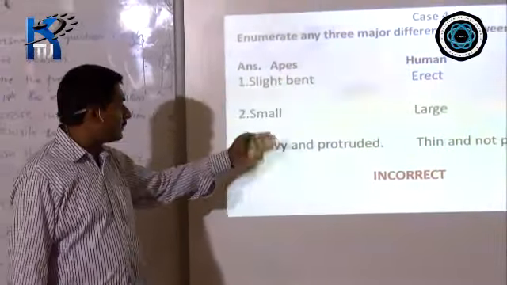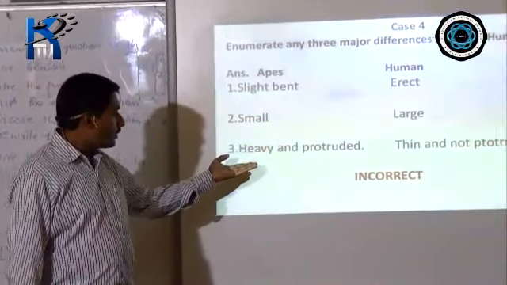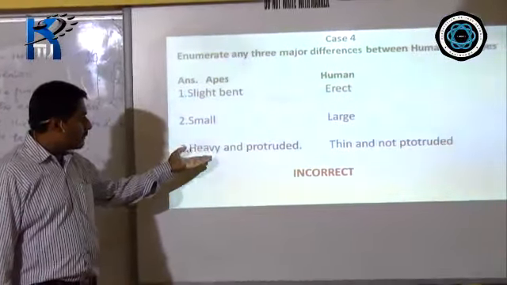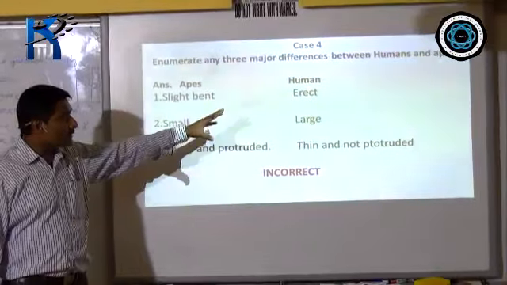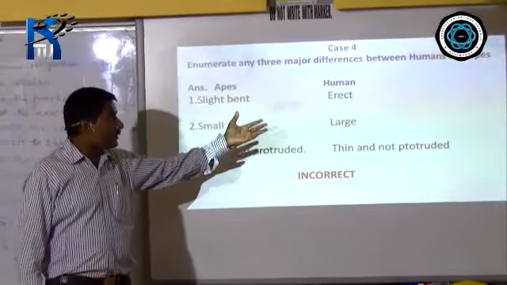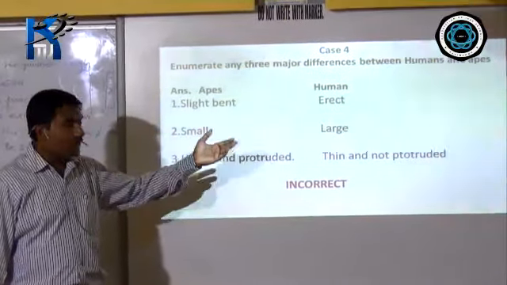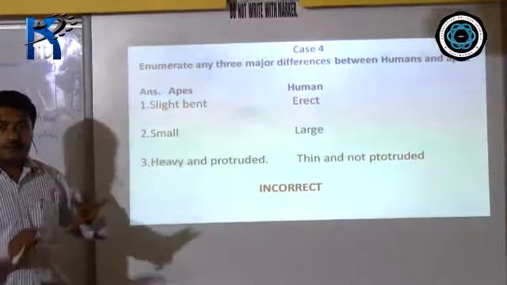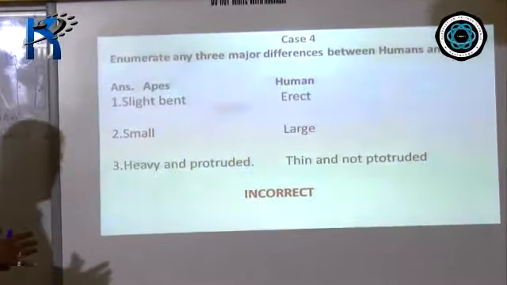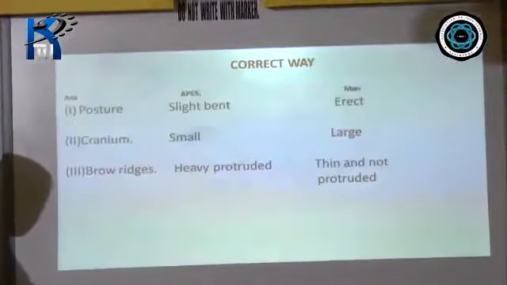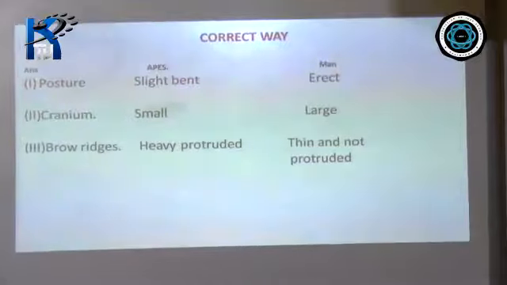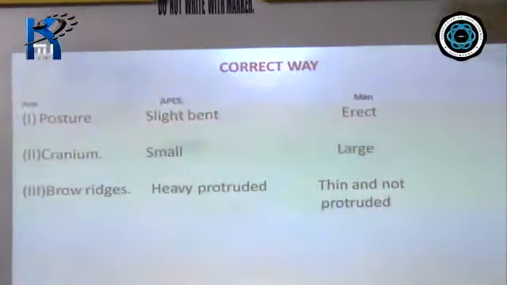What is slight bend? What is small? Which part of the body is heavy and protruded? Similarly, it does not give clear information about human erect, large, thin and not protruded. It does not give a clear image. So now you see what is the correct way of writing.